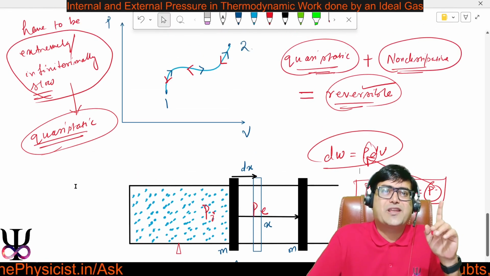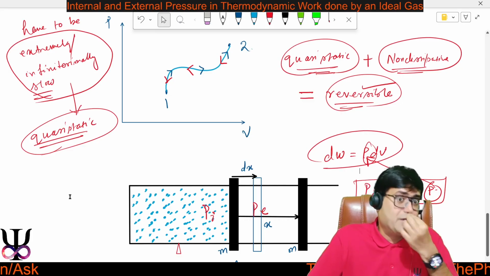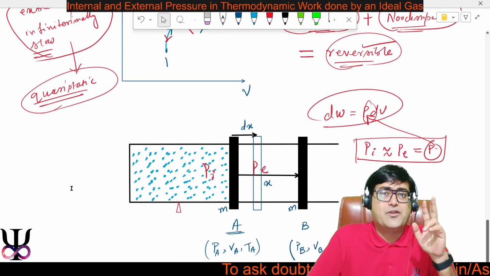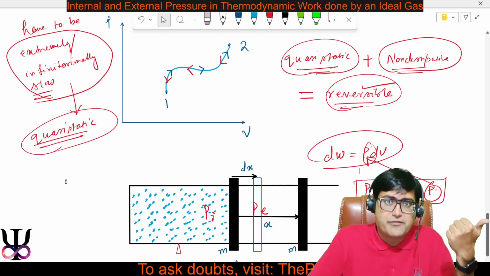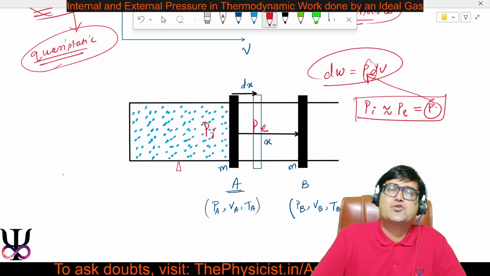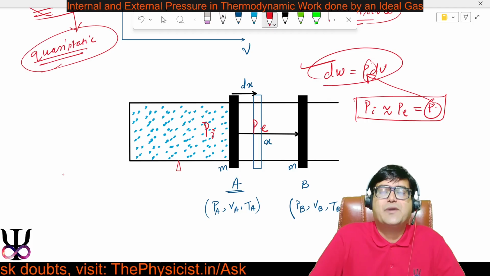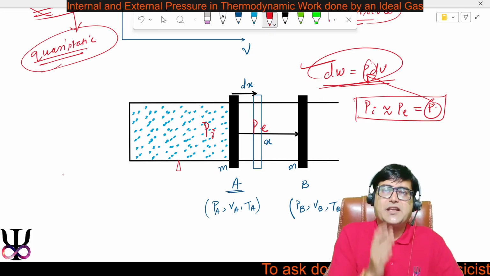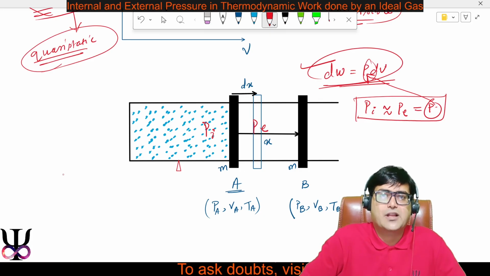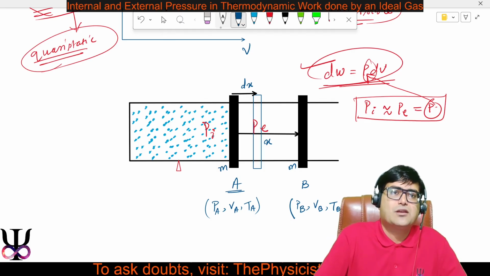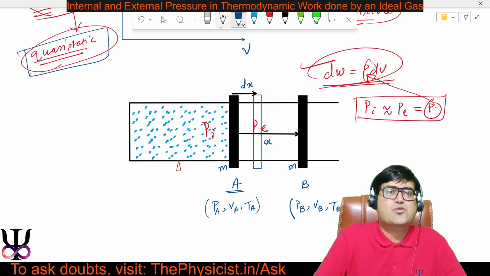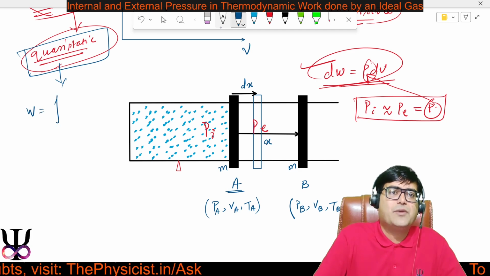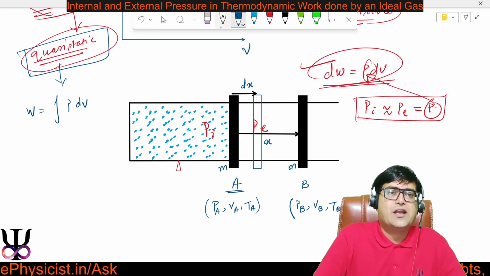So now, whether it's reversible or not, understand here, if it's quasi-static but non-reversible, then also you can use this formula dW = PdV, because you can directly calculate the work done by integrating pressure times dV, right? So the net work done, if the process is just quasi-static, will be the integration of PdV from the initial volume to the final volume.